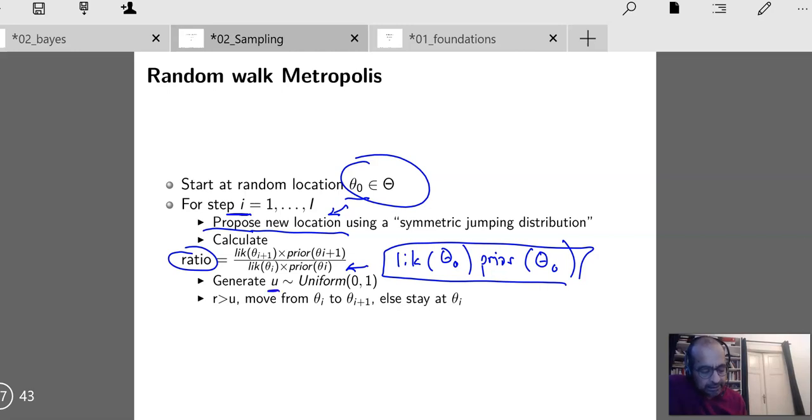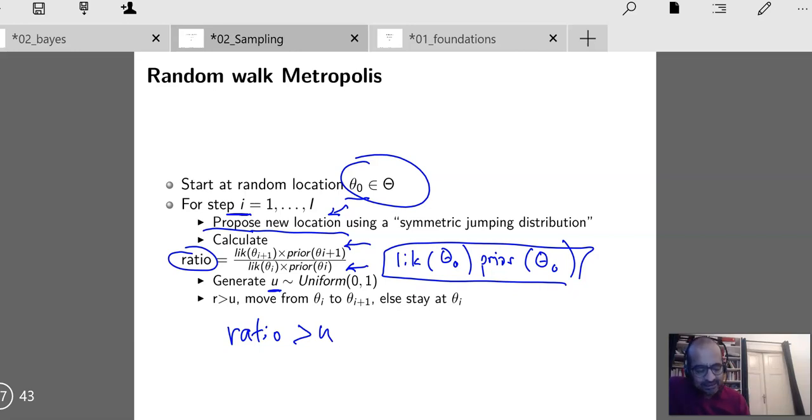And then what I do is, again, I generate a random value between 0 and 1. If my ratio happens to be bigger than u, what that means, as I will just show you graphically, is that my new proposal, so the numerator in this ratio, the new proposal, theta i plus 1, is moving me to a higher density region, okay?